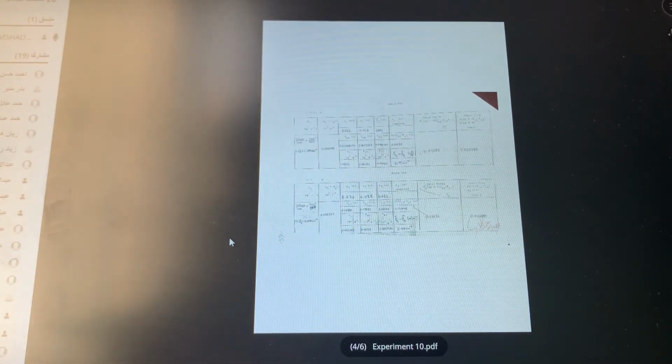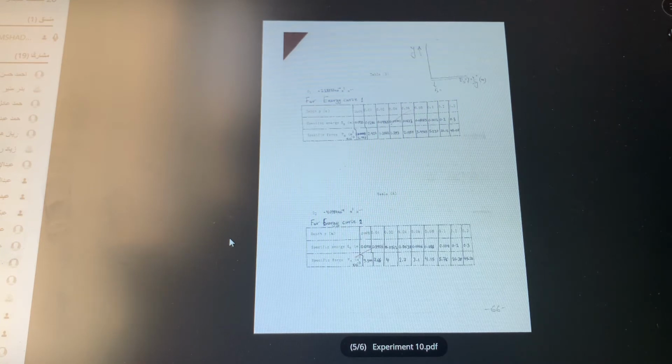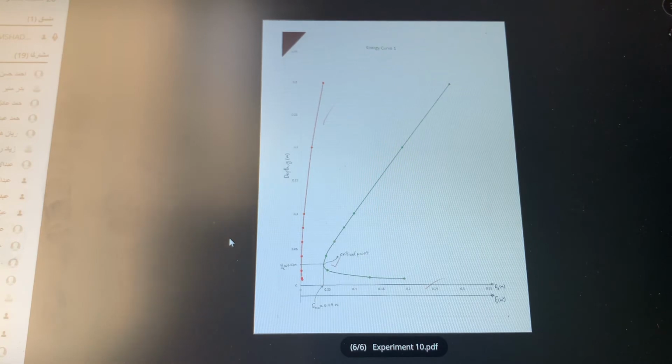This is the data sheet. You can copy all these also. Here is the data for the graph. Two graphs are required, like this one, between depth of the flow and ES, and between depth and FS. Both equations are given here.